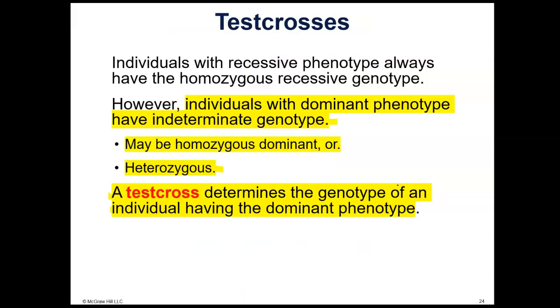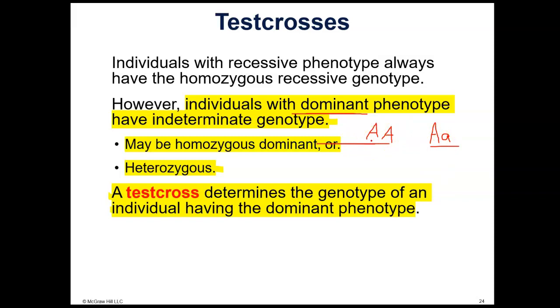Okay, now let's talk about test crosses. A test cross is performed on individuals who have a dominant phenotype, because we want to know if they are homozygous dominant, for example big A, big A, which means they would be true breeding for that trait, or if they're heterozygous, which means that they carry the allele for the recessive trait. So we don't know which one they are just by looking at them. We know that they have the dominant phenotype, but we don't know what their genotype is.